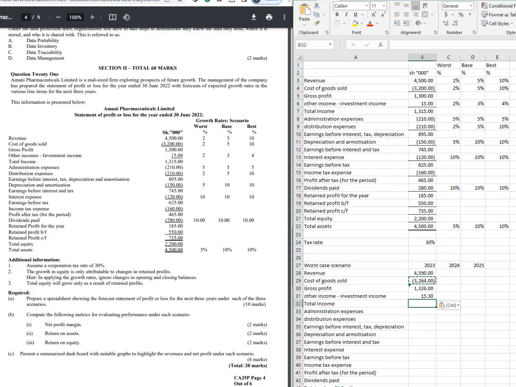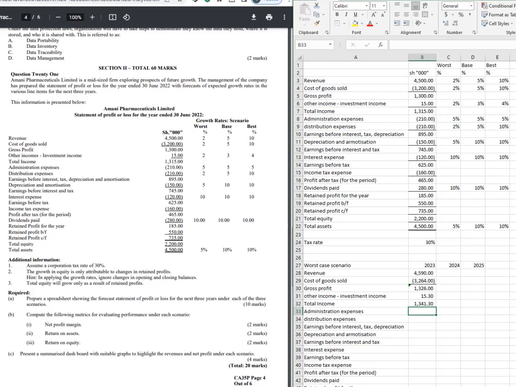So when it comes to total income, we don't need to copy it down since it's not growing. It's not determined by the growth rate. We simply add the gross profit plus the other income. So we click equal sign, gross profit plus other income there, right?